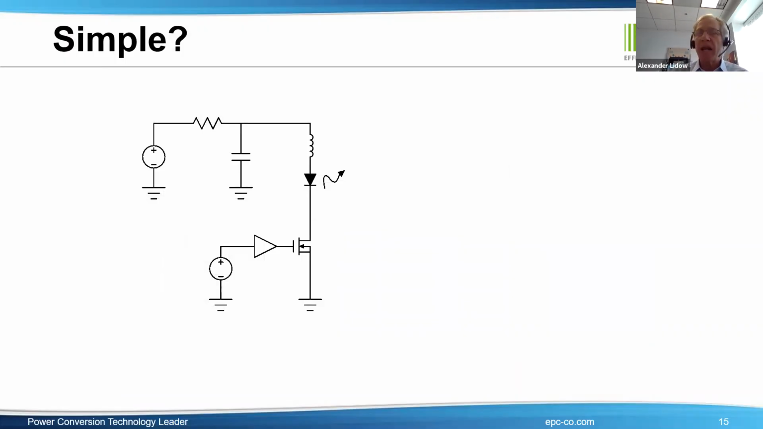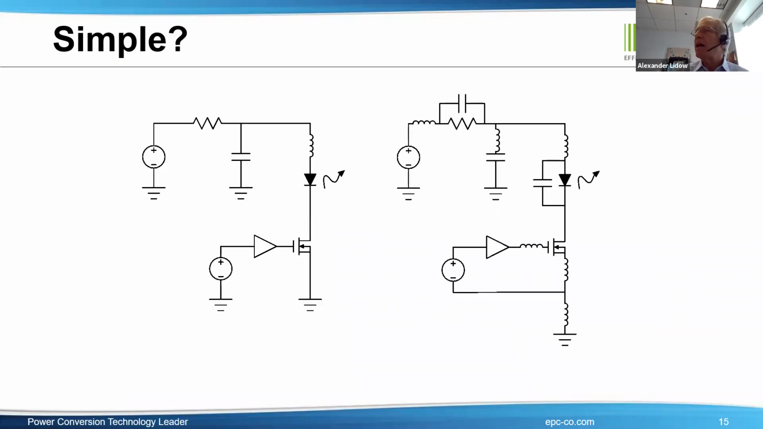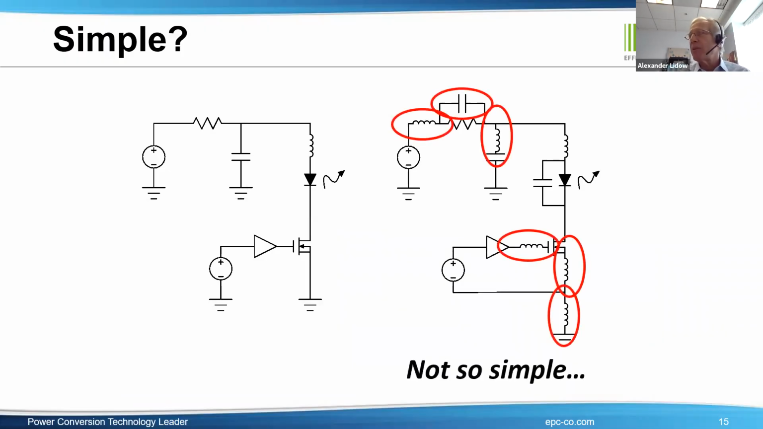So we showed you this circuit, and it's pretty simple. However, it's really not so simple because when you look at all the parasitic elements, they are really the thing that limits the performance. And I've circled here in the lower portion 3 key inductances. 2 of them are the common source inductance. That would be between the driver and the FET, and then between the FET and the return to the gate driver.